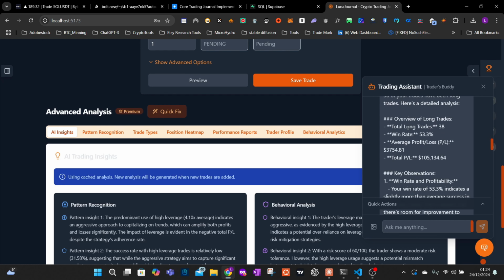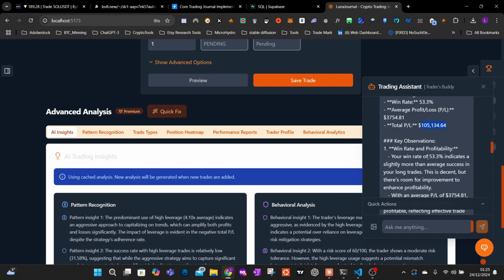So, the number of long trades, the win rates, average P&L is $3,700. Total P&L is 100K. Again, these are all synthetic data, so not exactly my trades. So it gives you some observation.